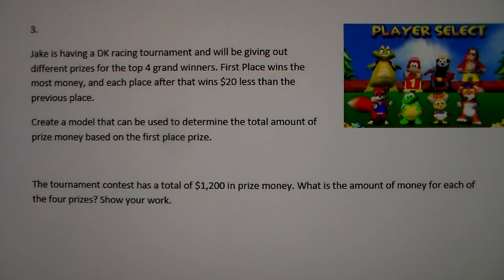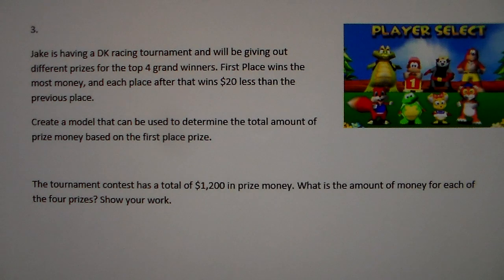Let's move on to the next one. Jake is having a DK racing tournament and will be giving out different prizes for the top four grand winners. First place wins the most money, and each place after that wins $20 less than the previous place. Create a model that can be used to determine the total amount of prize money based on the first place prize. The tournament contest has a total of $1,200 in prize money. What is the amount of money for each of the four prizes?